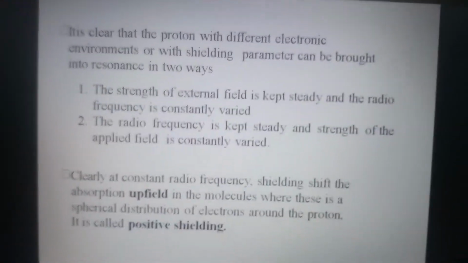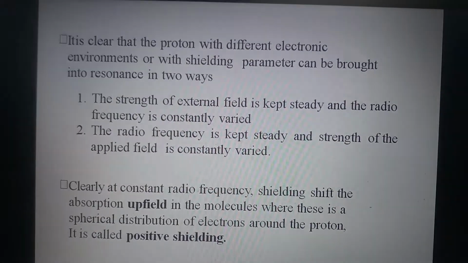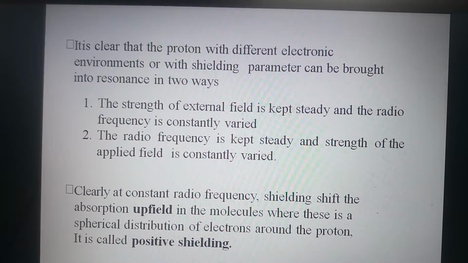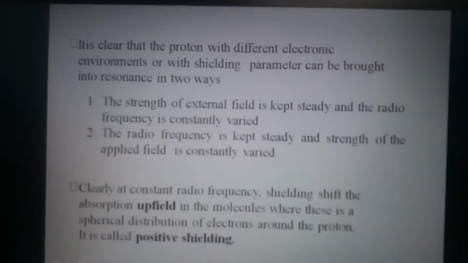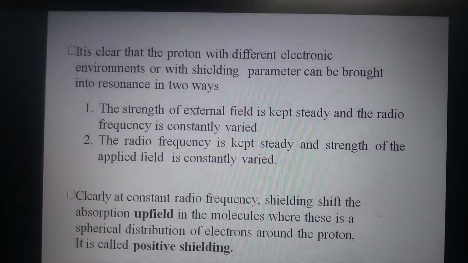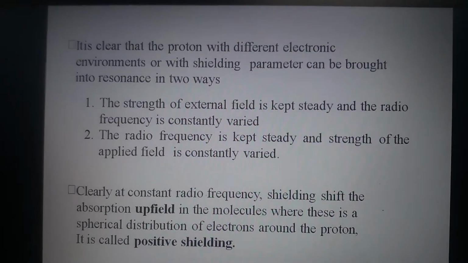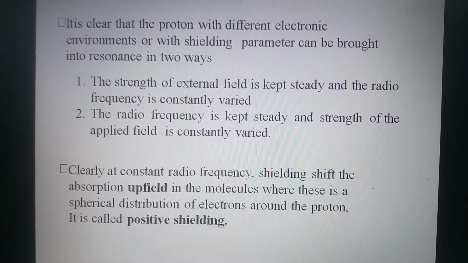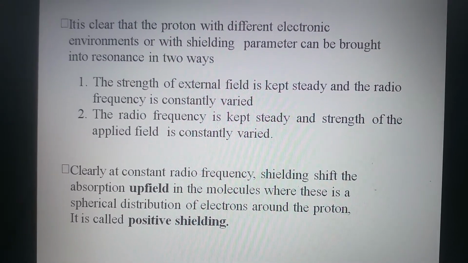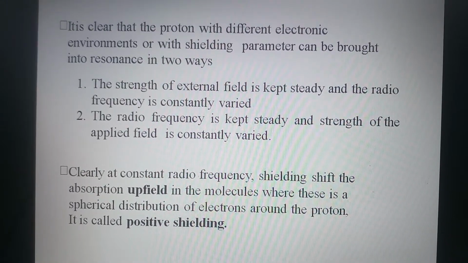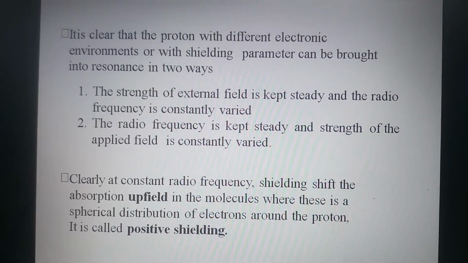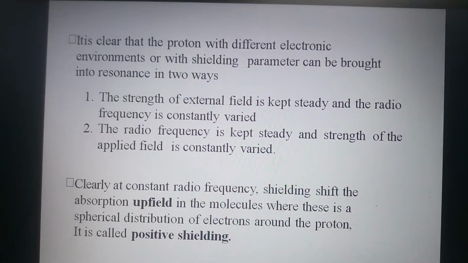It is clear that protons with different electronic environments or with different shielding parameters can be brought into resonance in two ways. The strength of the external field is kept steady and the radio frequency is constantly varied, or the radio frequency is kept steady and the strength of the applied field is constantly varied. Clearly, at constant radio frequency, shielding shifts the absorption upfield in molecules where there is a spherical distribution of electrons around the proton. It is called positive shielding.